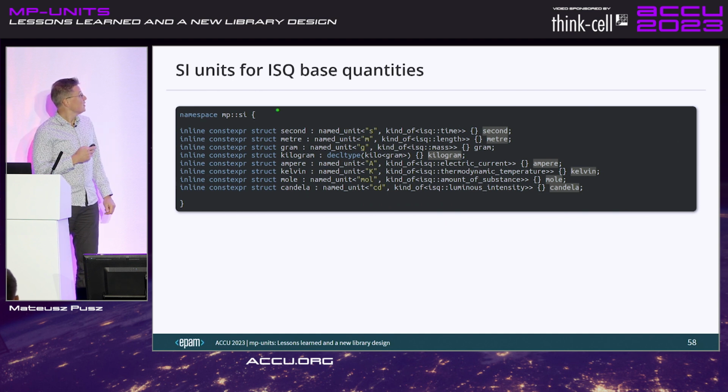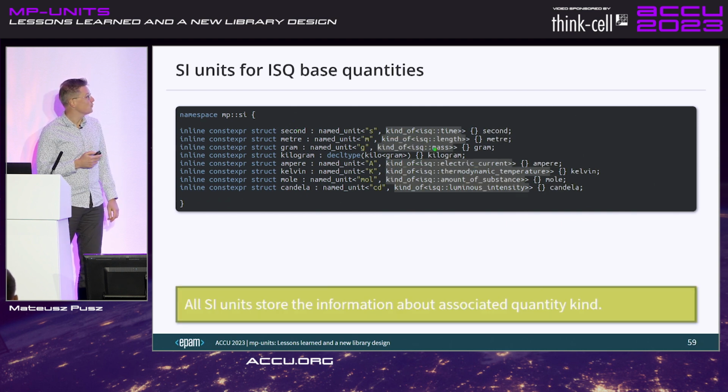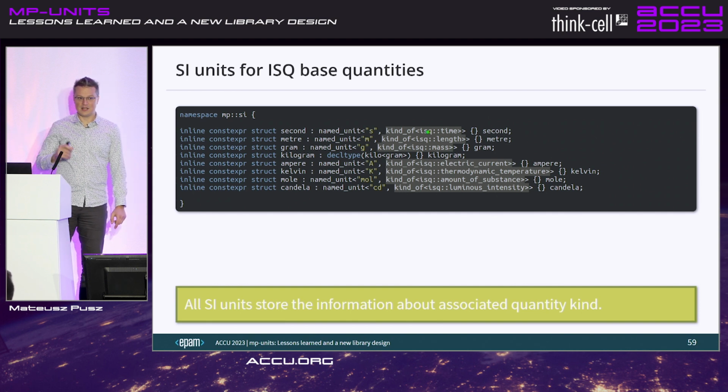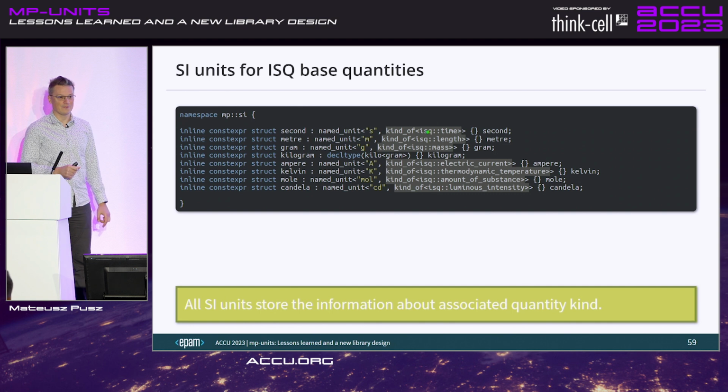So in the SI system, we know that second is being used to measure time. So we specify this explicitly here with kind ofs. But this is a kind of, right? Because I can measure with meter both length, radius, height, and so on. So this is a kind of length, not just length, right? That's why there are kind ofs here.